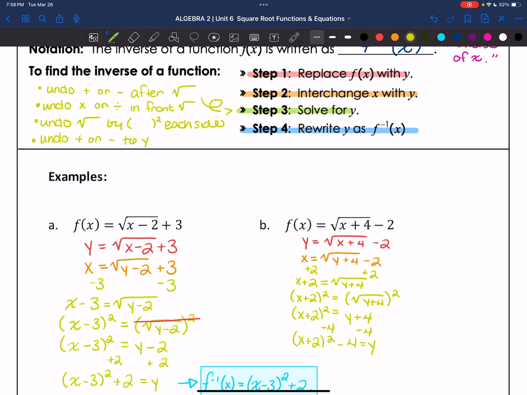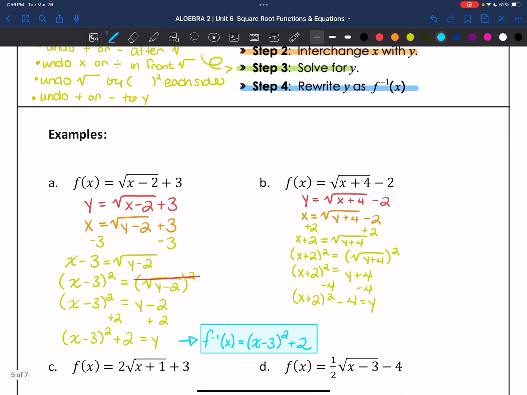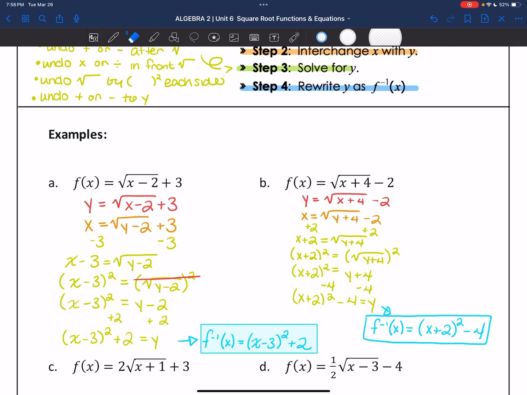There we go. So when we write this using that function notation, it would look like this. We would have f inverse of x equals that x plus 2 squared and then minus 4. There you go.